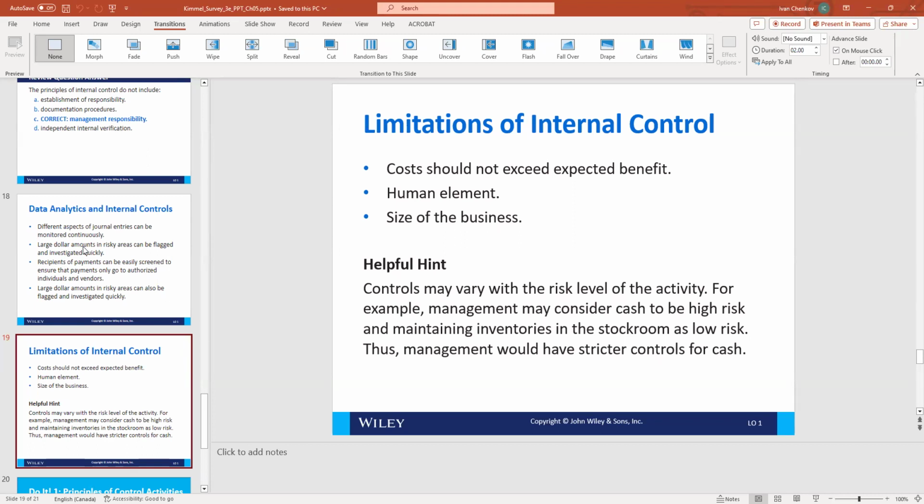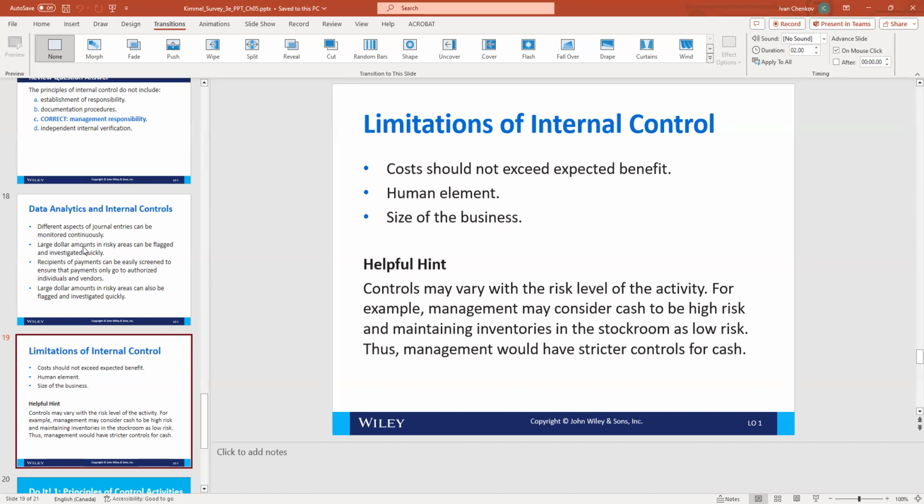You have to always think about the human element. That's another limitation, because with humans you're always going to have a subjective opinion. As much as they want to be objective, to some extent there will be subjectivity. And the last one is the size of the business. If the business is small, probably the mistake will be small. If the business is multinational, a multi-billion-dollar business, then the opportunities are right there. So then you really have to spend money on the internal control.